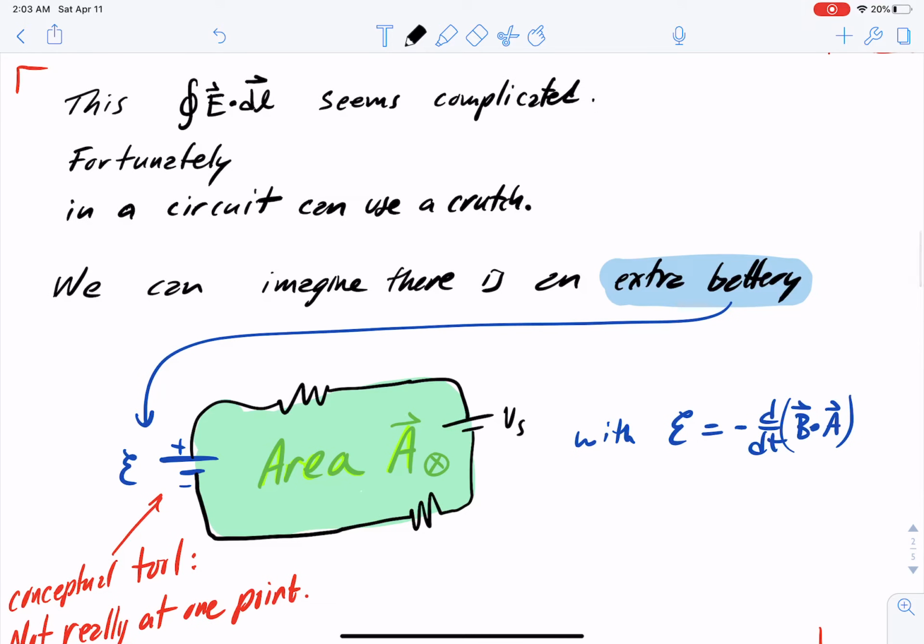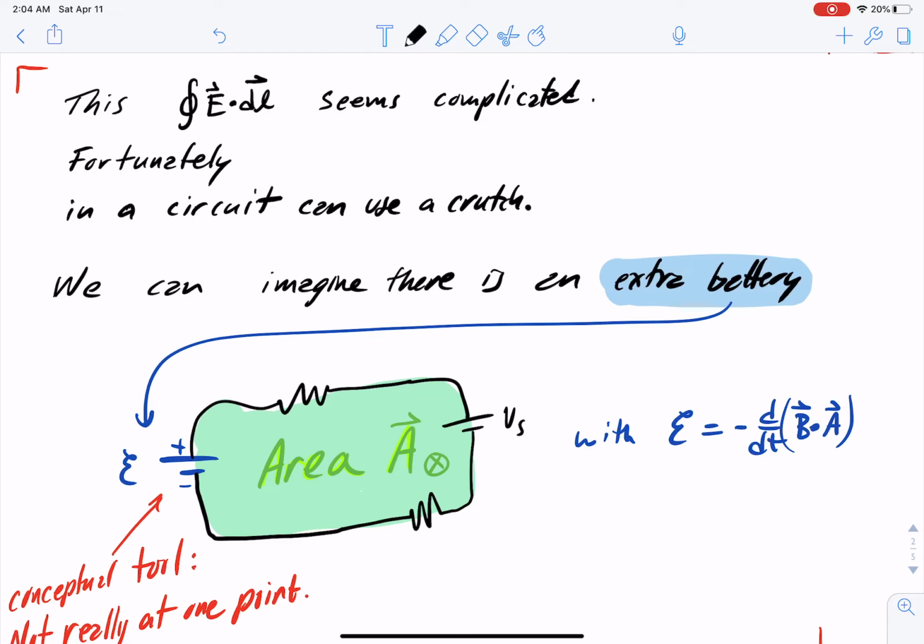Now, this weird symbol of a sum over a loop seems kind of complicated. It's really an integral around a line, so it's called a line integral. It seems complicated, but fortunately, in a circuit, we can use a crutch. It's a conceptual crutch that simplifies it. And the simplification is to just add an extra battery into your circuit.